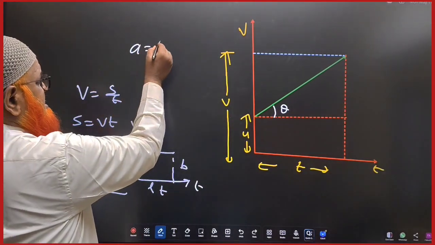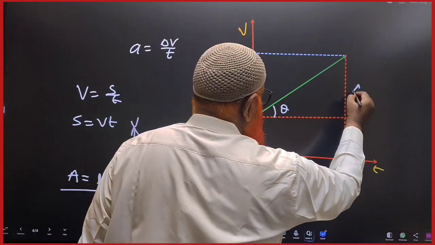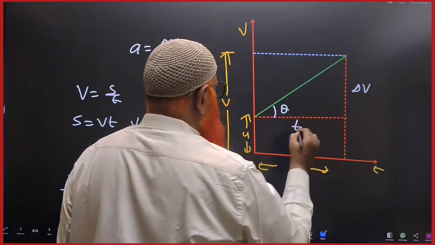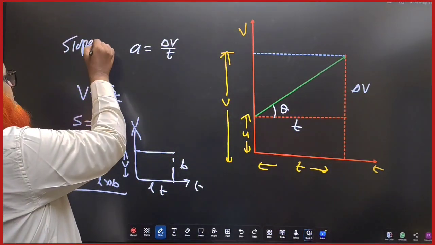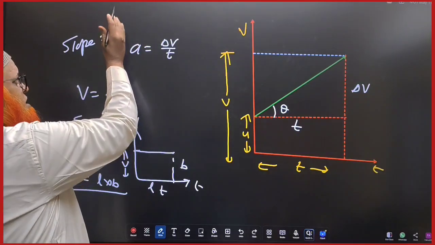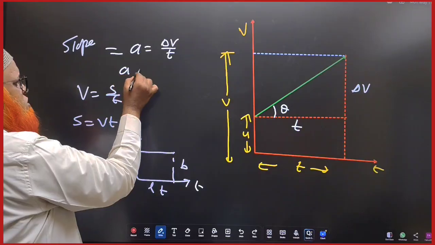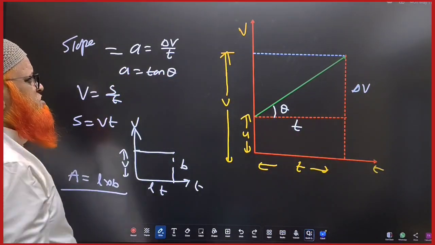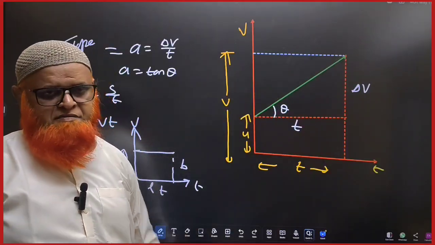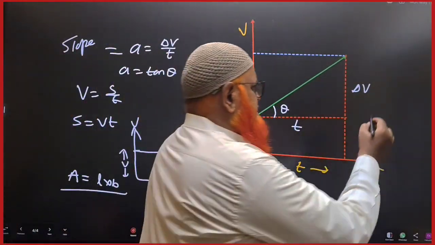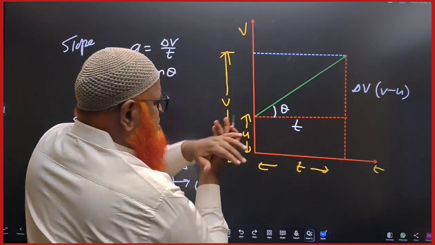Because acceleration is nothing but change in velocity by time, where the change in velocity is the opposite side and time is the adjacent side. And you all know the slope is going to be what? Acceleration. Slope is nothing but acceleration, and to find this slope you apply tan theta. So slope means opposite side by adjacent side, which is change in velocity, where delta v is nothing but v minus u. Already I said this is the final velocity, this is the initial velocity.